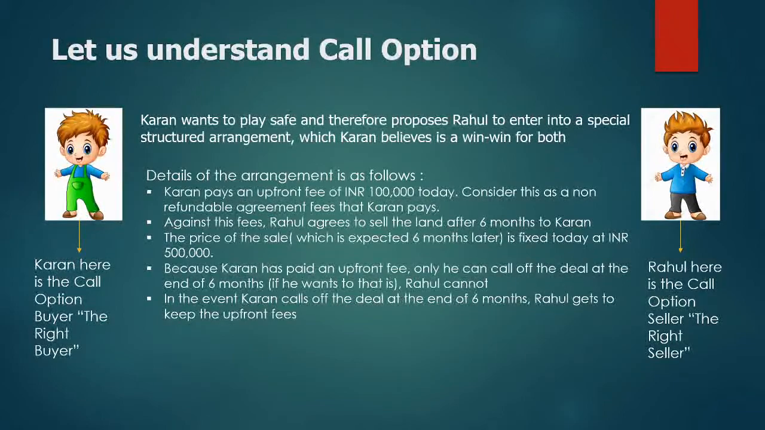And in this case, Rahul is an option seller or a right seller. I hope these facts are clear to you all. You will have identified who is the call option buyer and who is the call option seller, with the premium amount of rupees 1 lakh. The strike price, or the future value of the land, is determined today at rupees 5 lakh, and the agreement will end at 6 months. The option to call off the agreement is only with the call option buyer, that is Karan, and not Rahul. So Karan can call off the deal or exercise the option, but Rahul, in case Karan exercises the option, will have to sell his land.